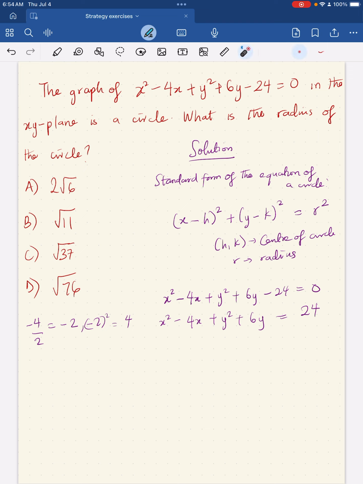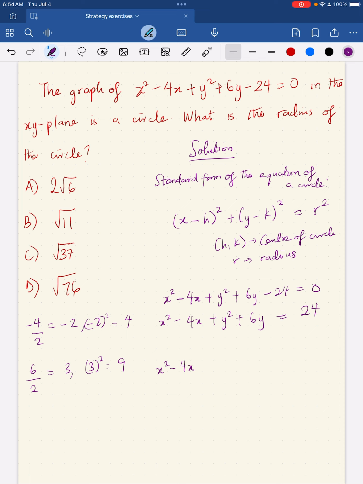Then let's look at y. What is the coefficient of y here? This is y squared plus 6y. This is another quadratic expression. The coefficient of y is 6. So we take the coefficient of y, 6, divided by 2, which is equal to 3. Then 3 squared is 9.